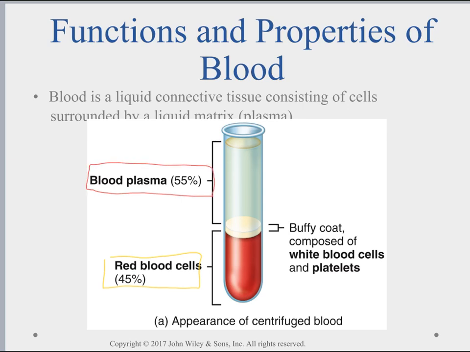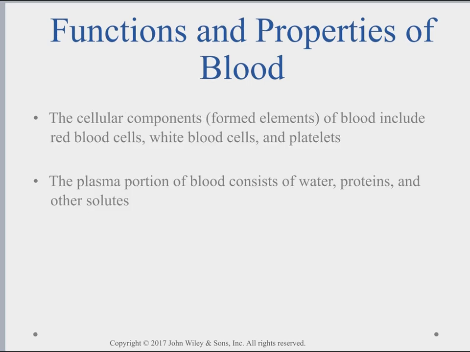There are other things in there, some plasma proteins, some electrolytes, things like that. We'll elaborate on that a little later in this lecture. Then we get this little white layer, the buffy coat. The buffy coat is composed of all of our white blood cells and our platelets. Now, the cellular components of our formed element layer include red blood cells, also known as erythrocytes, white blood cells, also known as leukocytes, and our platelets, also known as thrombocytes.